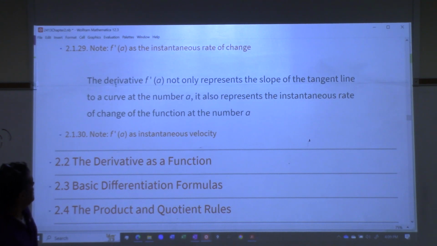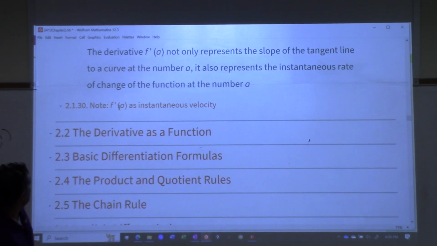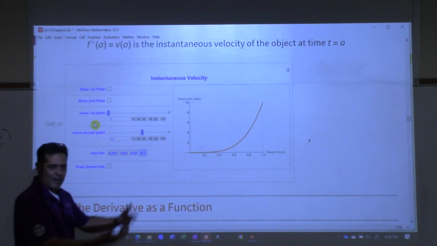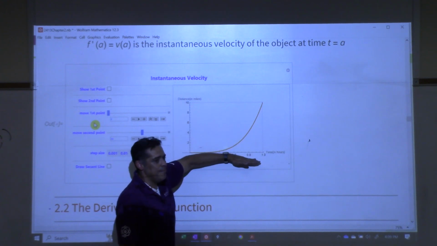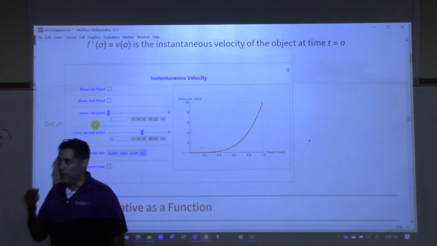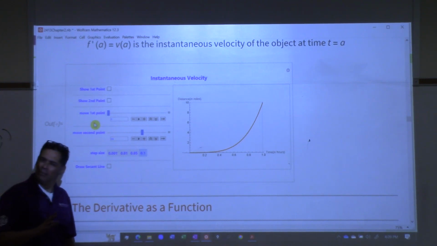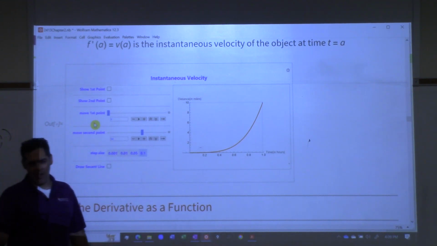All right, so the derivative, f prime of a, not only represents slope, but it's instantaneous rate of change. All right, instantaneous velocity. So this is the one particular case that I've already drawn on the board several times. If this is distance and this is time, then we're talking about velocity. Distance over time is speed, speed and velocity. Are speed and velocity the same thing? No, yes and no. Velocity needs a direction.